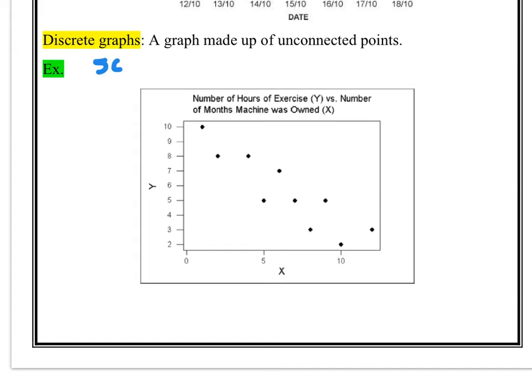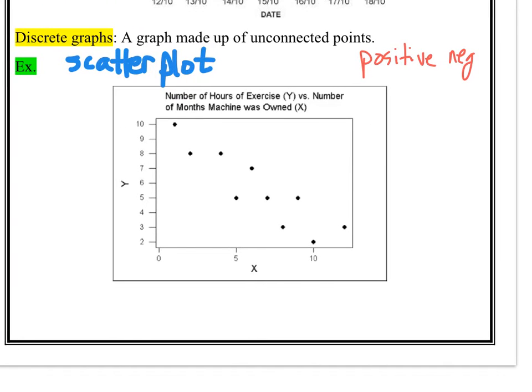So this is otherwise known as a scatter plot. Now, scatter plots oftentimes have various correlations. So you could either have a positive correlation, or it can be a negative correlation. I'm running out of room.